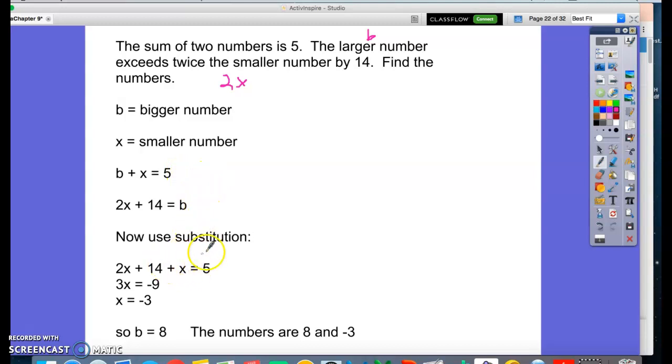So now we can just use substitution, right? So I solved for B, I got it as 2x plus 14. So I am substituting B in this first equation. So I get 2x plus 14 plus x equal to 5. So you get x equal to negative 3. So when x equals negative 3, you can plug that back into the equation. B is 8. So the numbers are 8 and negative 3.